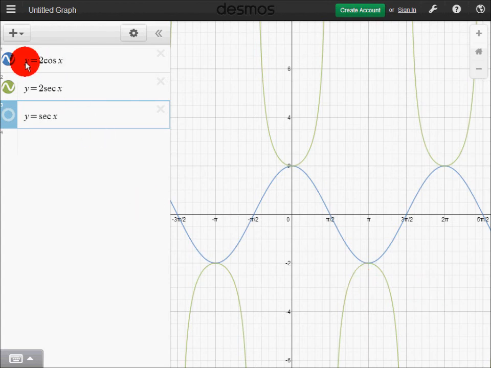So basically what this 2, the number in front, A, does is change the cosine to make it go higher and lower. It doesn't change the period, and the reciprocal secant still touches at the maximum and minimum points. The asymptotes are still the same.